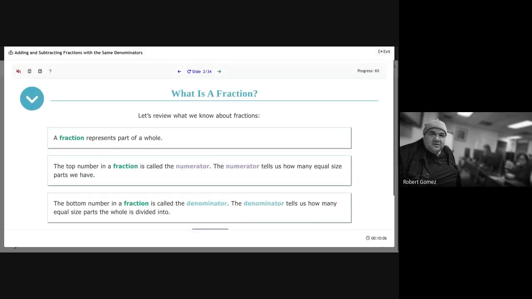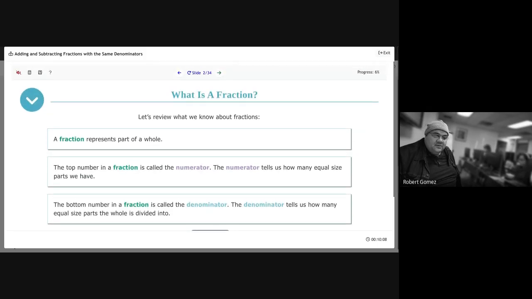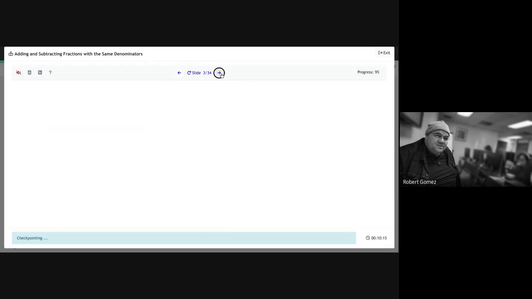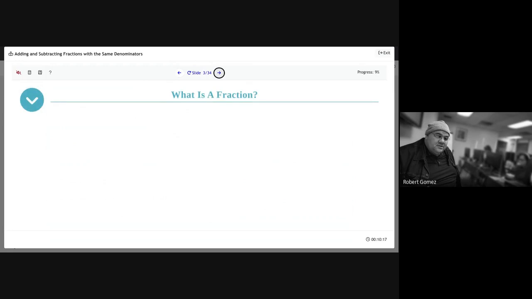Any questions here on that? Okay. And it's a really good idea to embrace this idea, to understand what a fraction is, because once we get into the more advanced math, right?